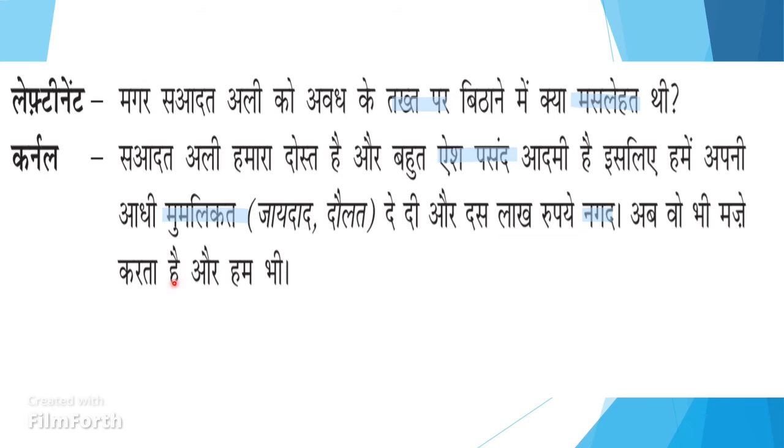Now even he is enjoying and even we are enjoying. Children, it's very important that we have an identity. Our country is our identity. We should never let anyone touch our country. Now here Saadat Ali, just because he wanted to enjoy life, let his country become a slave of these English people.